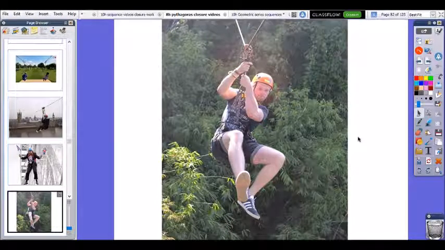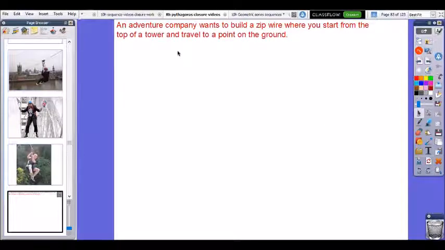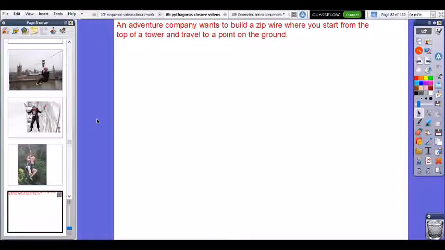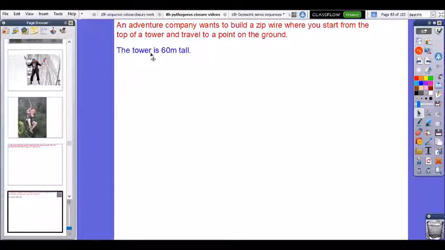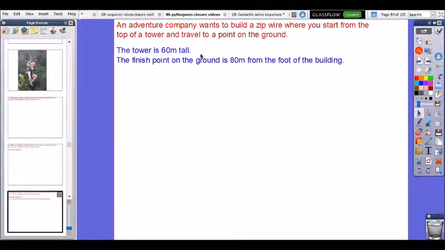Alright, so let me introduce the problem. Let's say an adventure company wants to build a zip wire where you start from the top of a tower and you travel to a point on the ground. So they're going to build a very big zip wire. I'm going to give you some information about this problem. Let's say the tower is 60 meters tall. And let's say the finish point on the ground is 80 meters from the foot of the building.